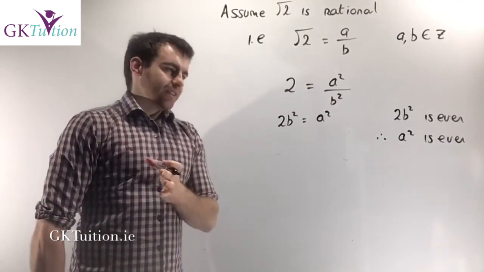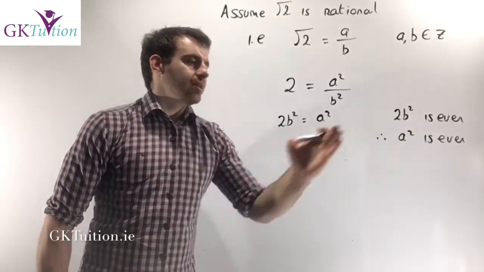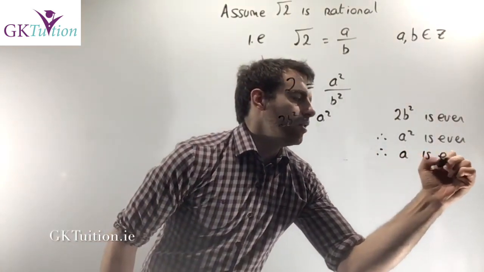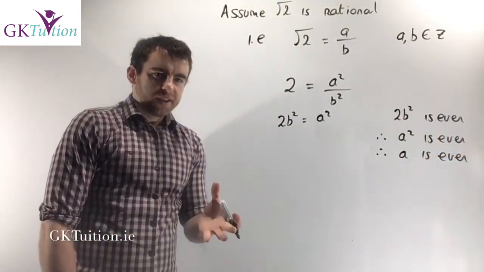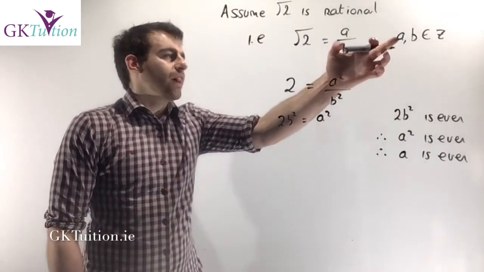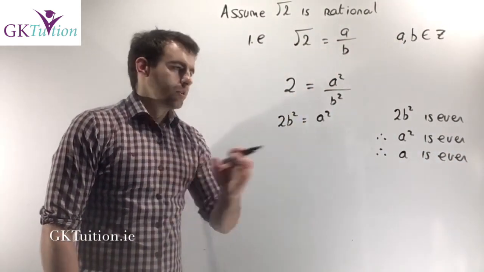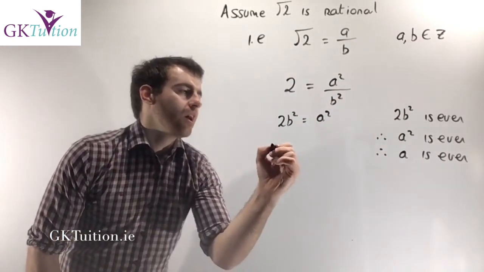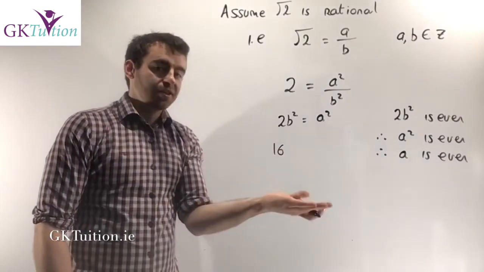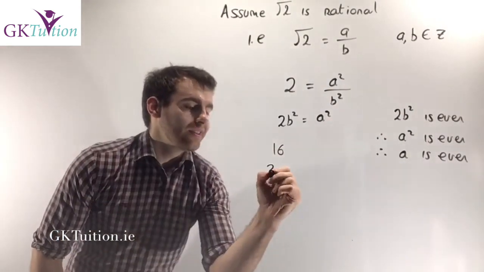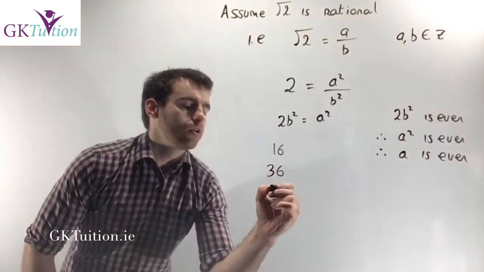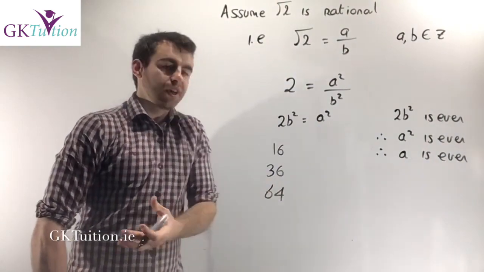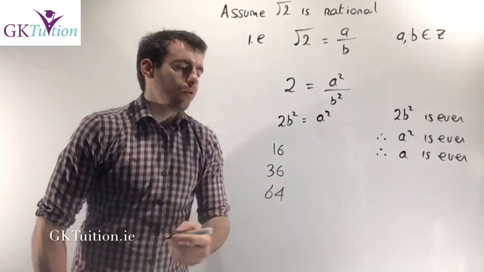But now it's the next thing that tends to catch people out. If a squared is even, then that also means that a has to be even. I can conclude that a is even. In order to think about this one, first of all, I definitely know that a is a whole number, which means that a squared has to be a square number. In other words, it has to be something like 16, because I'm able to get the square root of 16, or it could be 36, or 64, or 100, or 144.